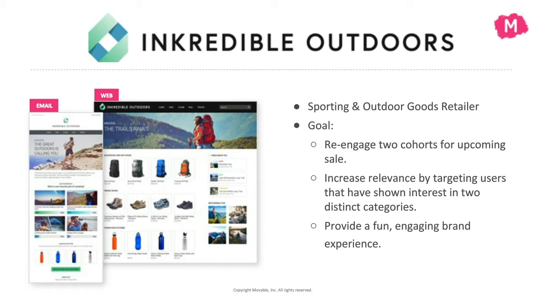Well, with Movable Ink, you can use any data element that you have on your customer across multiple data sources. And since Incredible Outdoors uses behavioral targeting for Movable Ink, we've collected behavior data on items like a user's most recently browsed category, most recently bought products, the last time they were active on site, and many more.